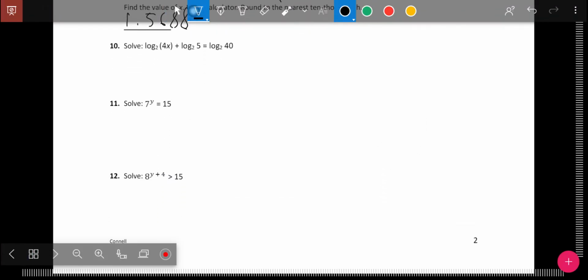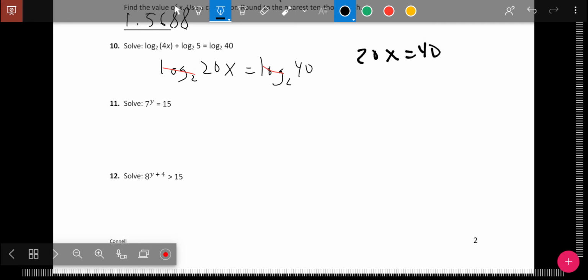Number 12, when you're adding, you change that to the product property. So adding means you multiply. So it becomes log base 2 of 20x equals log base 2 of 40. And then they're both log base 2, so it really just is 20x equals 40. So x equals 2.